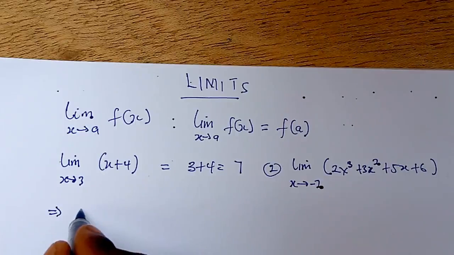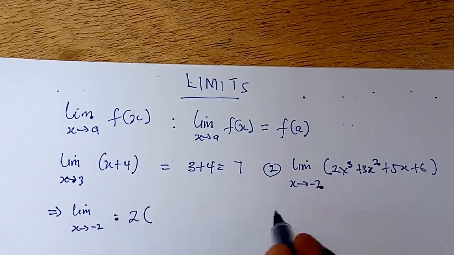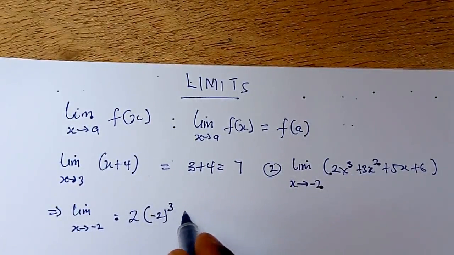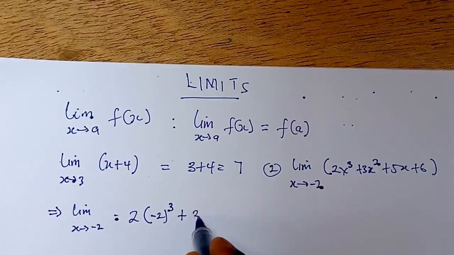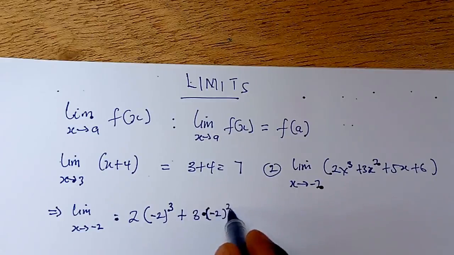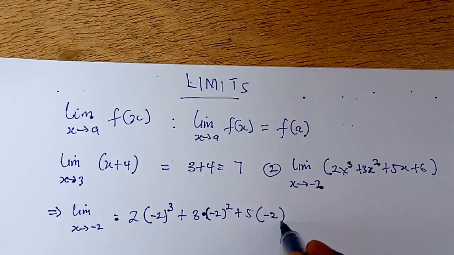The limit as x approaches -2 will now be equal to this. So 2, and then our x cube is replaced by (-2) cube, and then we keep plus 3, and then our x here is negative 2. We square it, plus 5, and then our x, minus 2 here, like this, and then plus 6 finally.